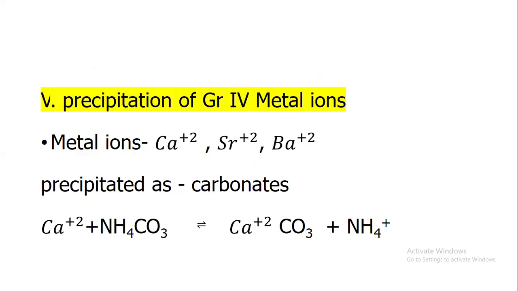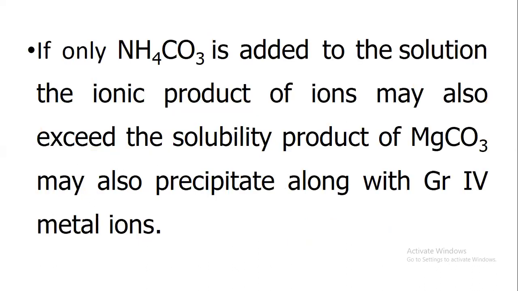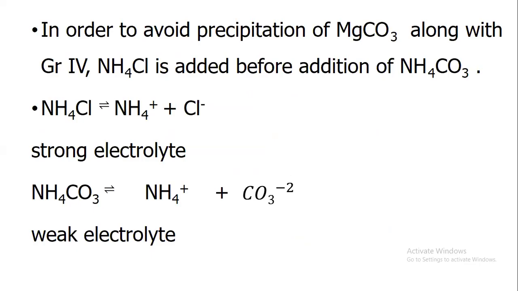Group IV metal ion carbonates. Only ammonium carbonate is added to the solution. The ionic product of magnesium ions may also exceed the solubility product of magnesium carbonate, so it may also precipitate along with the group IV metal ions. In order to avoid the precipitation of magnesium carbonate along with group IV, ammonium chloride is added before the addition of ammonium carbonate.